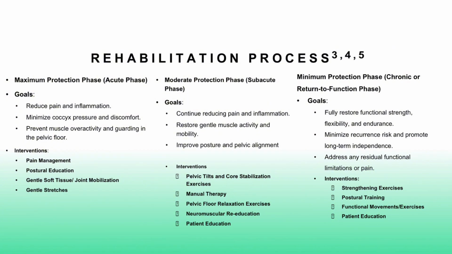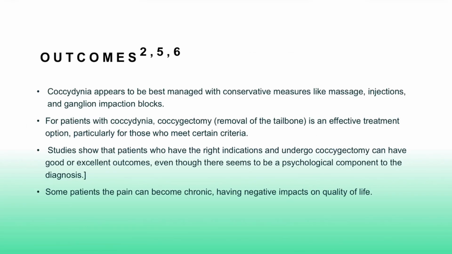Physical therapy, when dealing with this population, is very important, or we read that it was very important, to focus on the pelvis and pelvic muscles and muscles surrounding the sacrum, just to try to increase the stability that the patient has. So for the outcome, coccydynia appears to be best managed with conservative measures like massage, injections, and ganglion impar blocks. For patients with coccydynia, the surgery, coccygectomy, which is the removal of the tailbone, is an effective treatment option, but the patients have to meet specific criteria to have this surgery.